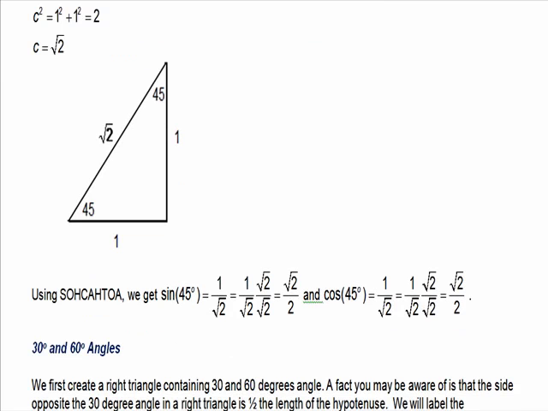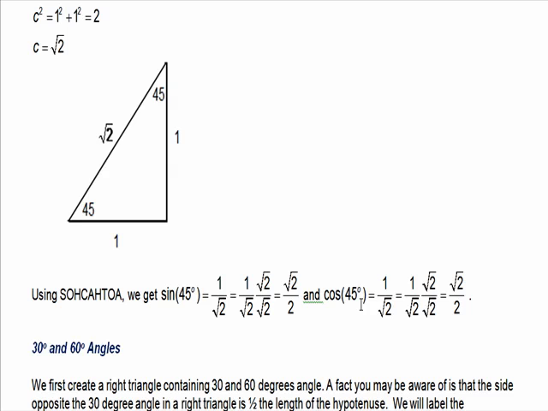Now if I use our old friend SOHCAHTOA, the sine value is the opposite over the hypotenuse, and so sine of 45 degrees would then be 1 over the square root of 2. And hopefully you remember a little bit about rationalizing denominators. So 1 over the square root of 2, if I want to eliminate the square root symbol in the denominator, remember I multiply the numerator and denominator of the fraction by root 2, so I have 1 over root 2 multiplied by root 2 over root 2, and if I clean that up, I get the square root of 2 over 2. And so the sine of 45 degrees is the square root of 2 over 2.